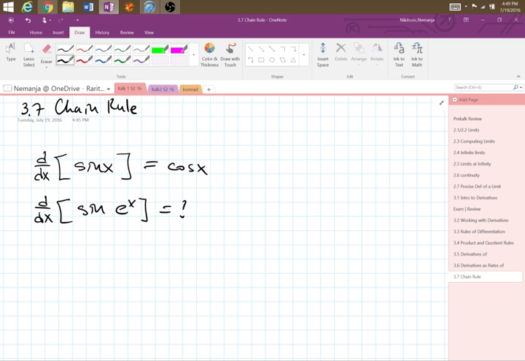And clearly we don't want to use the limit definition for something like that, because it will be really annoying. So what we are going to do is learn the chain rule formula, and then use it to find the derivative of function composition.